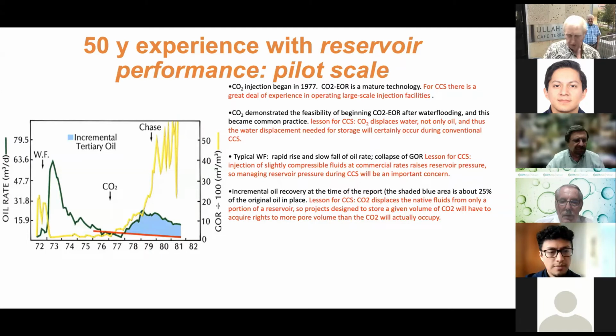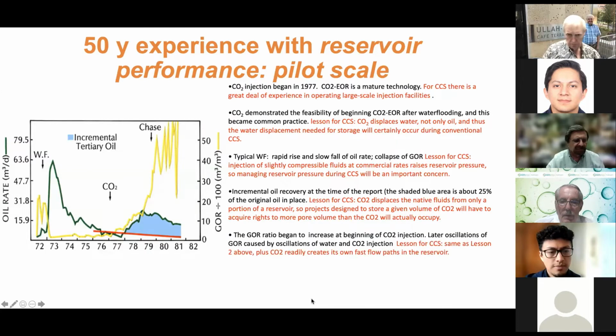But to me, the most surprising thing is the gas oil ratio, which is in yellow right here. It begins to rise almost at the onset of CO2 injection. And yes, some of that gas is undoubtedly solution gas, but mostly, particularly in the later stages, it is produced CO2. And you can see the gas oil ratio over here beginning to oscillate, and those oscillations correspond to the switching between carbon dioxide and water cycles. This is a so-called WAG flood.